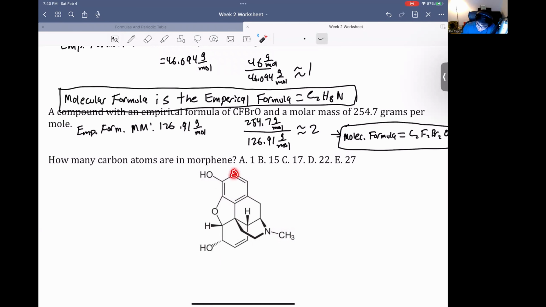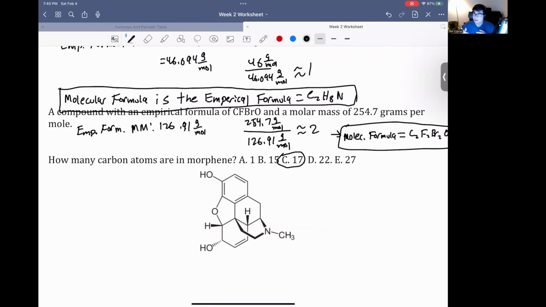This is 1, 2, 3, 4, 5, 6, 7, 8, 9, 10, 11, 12, 13, 14, 15. Now it's not 15, right? You have these kind of weird wedges in the middle right here. These vertices are also carbons. So 15, 16, and 17. So the answer is going to be 17 carbons, right?